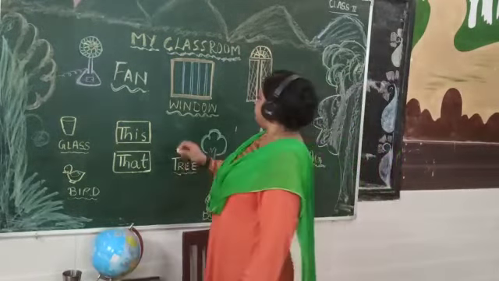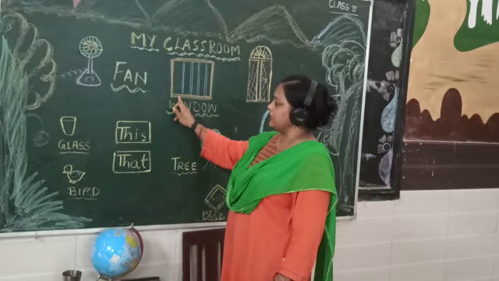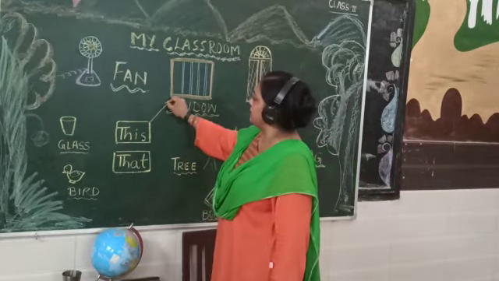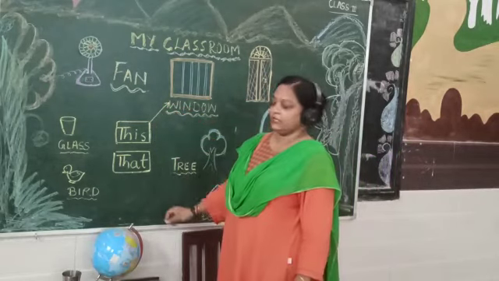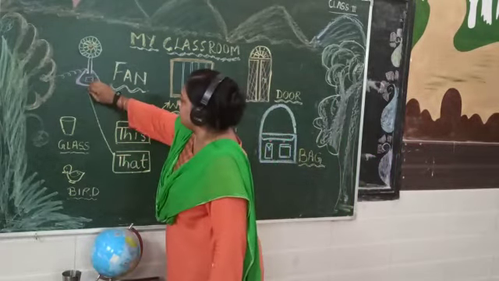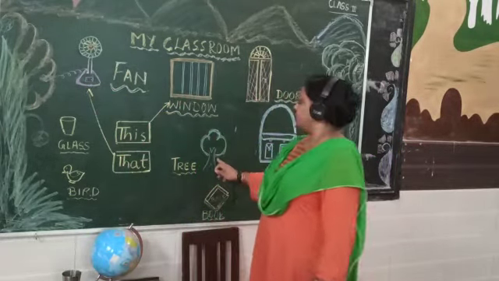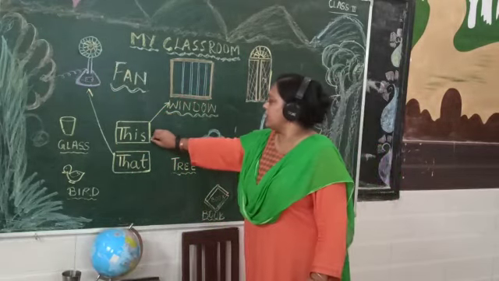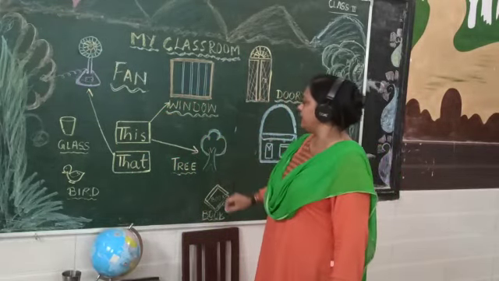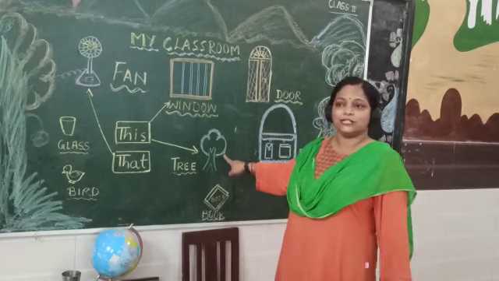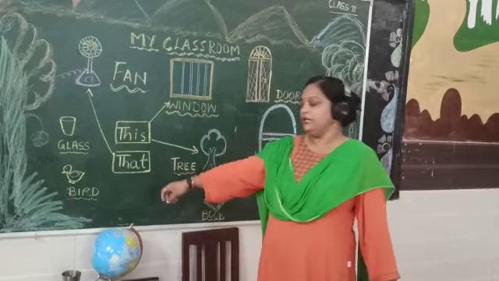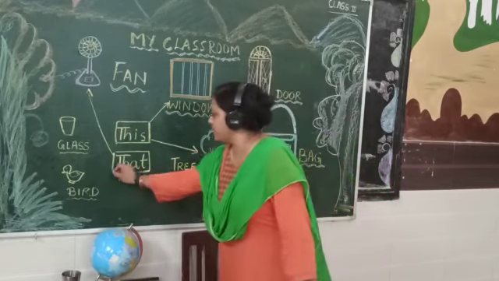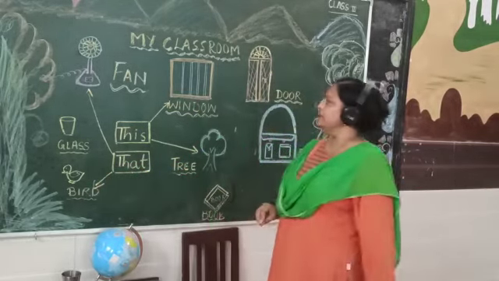If we say window, it is near to me, so this is a window. If we say fan is far to me, we can say that is a fan. Now again tree is near to me, we can say this is a tree. What is this? This is a tree. Okay. Again bird is far to me, so what is that? That is a bird. Understood?